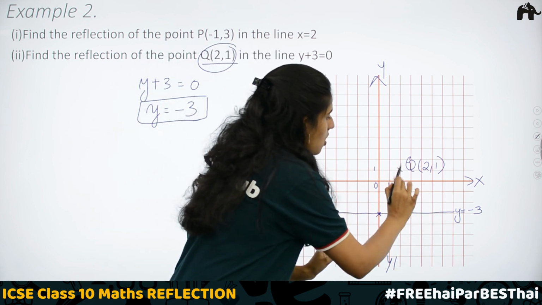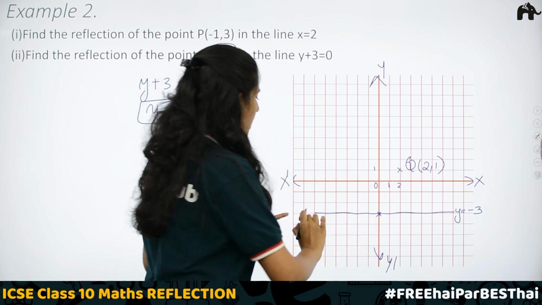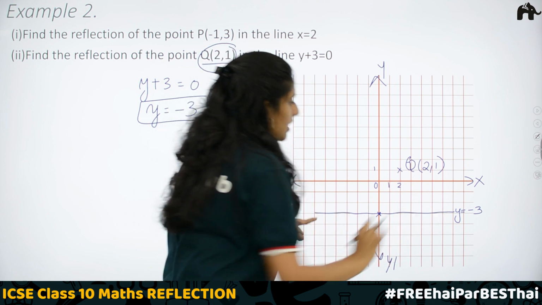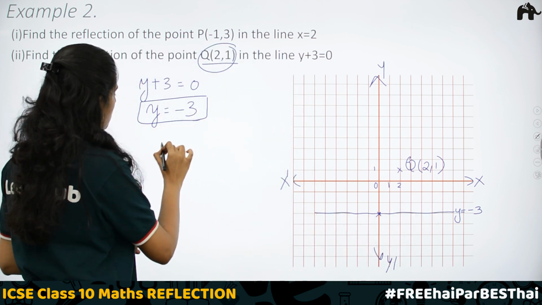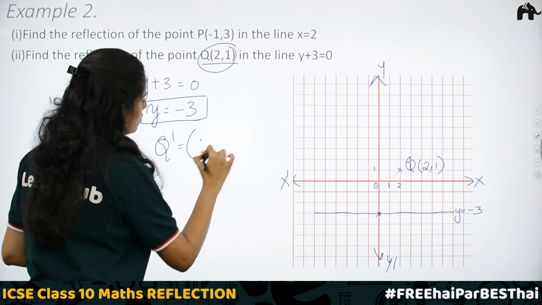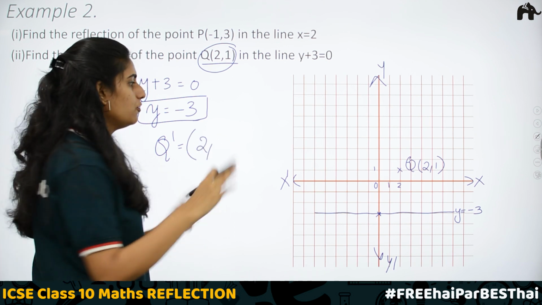Here, the x coordinate will remain the same because we are taking a line that is parallel to the x-axis as the mirror line. The x coordinate should remain the same. For Q dash, the x coordinate will be 2. What about the y coordinate? How to find the y coordinate?